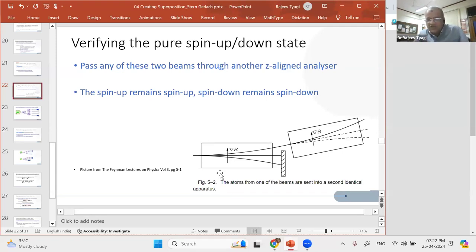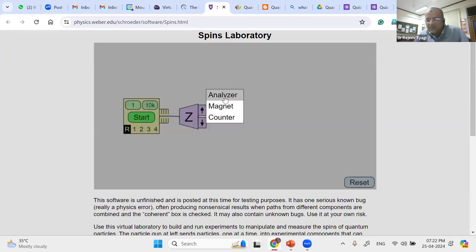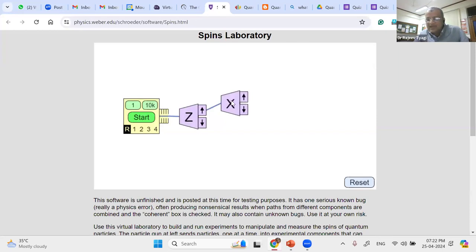Okay. Now what you do is, this is a diagram from Feynman lectures. You put another one. So I'll go back to it. Put another Z. To remove it, just drag it and throw it out of this screen. And from here again, click and drag. When it asks what you want to put up, you say put an analyzer. Change it to Z, and put a counter in front of it. I will put a counter here also, so that you can see that these numbers together should be nearly equal to this number.